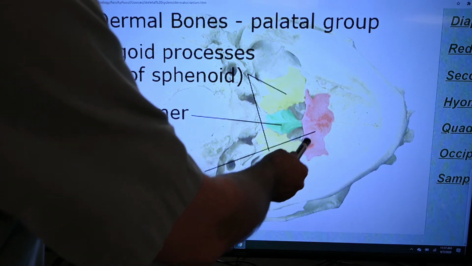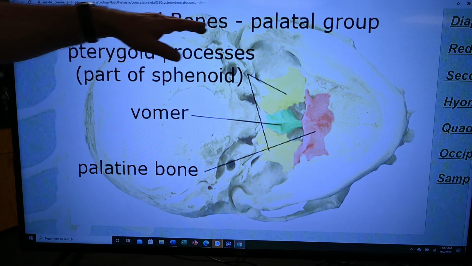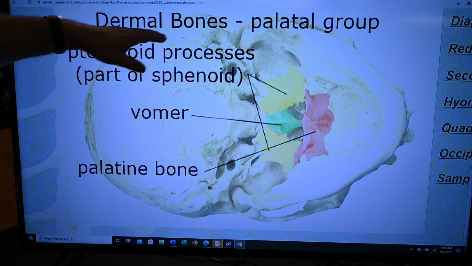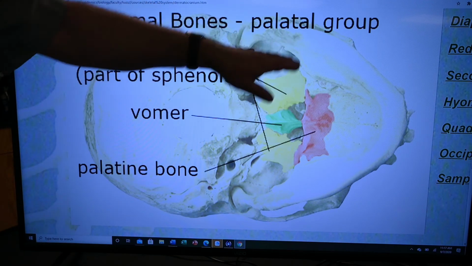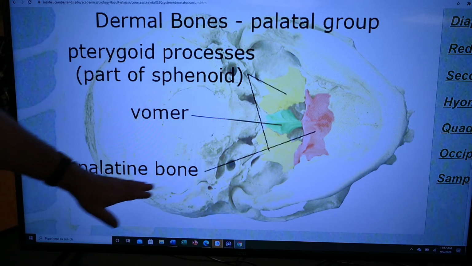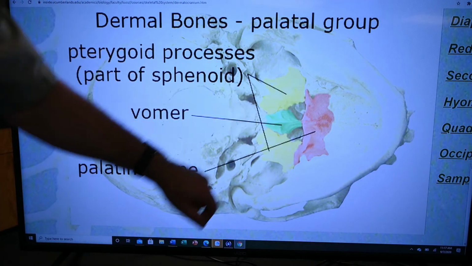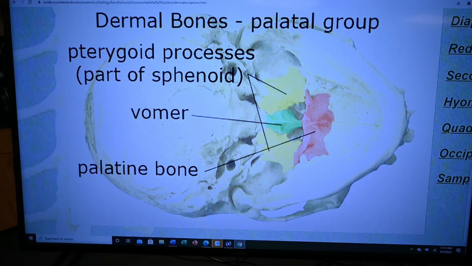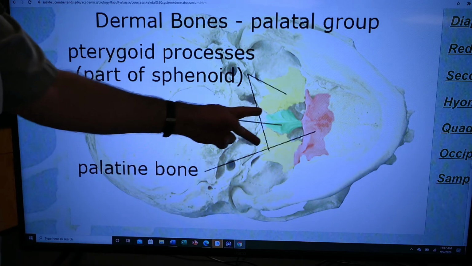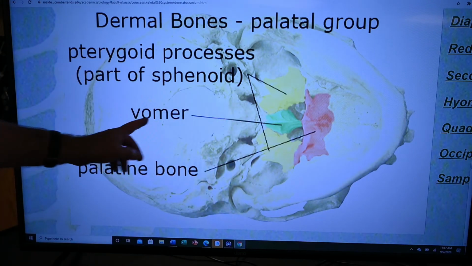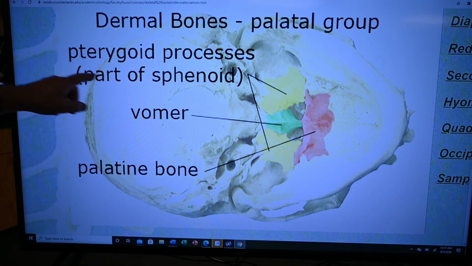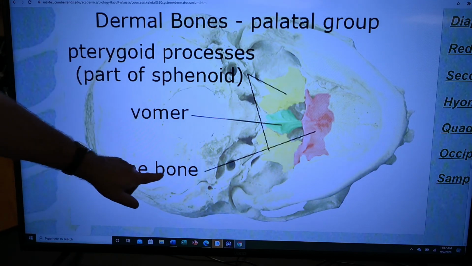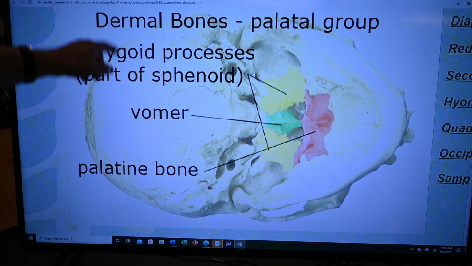and this is the back edge of your hard palate right here. So the bones that are involved in the palatal group, this is the dermal bone group, dermatocranial bones of the primary palatal series. So we've got the palatine bone across here. We've got part of the sphenoid here. These are called the pterygoid processes of the sphenoid bone that are derived from dermal bone. And then finally the vomer back in here. So those three bones, part of the sphenoid, the pterygoid process, the palatine bones, and the vomer, are dermal bones of the palatal group.